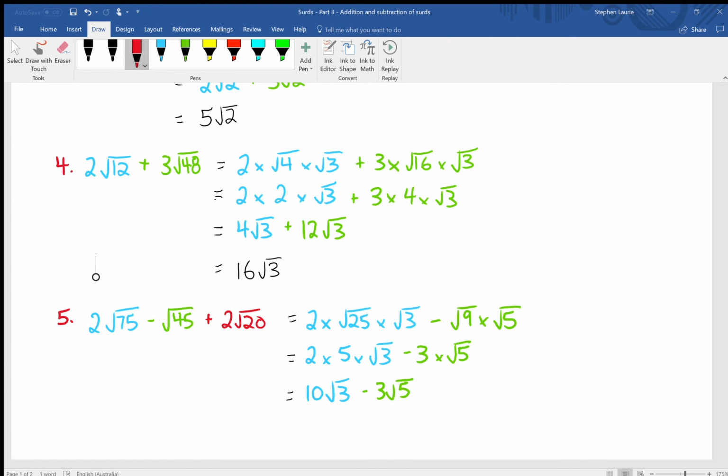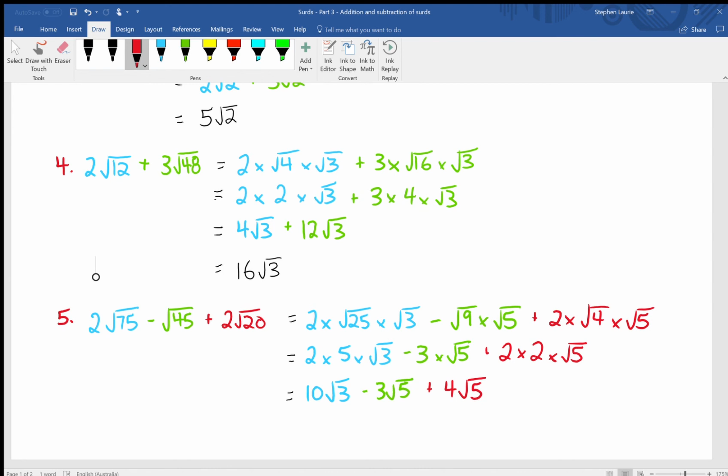And finally, 2 root 20. Let's put that 2 out the front. What square number goes into 20? That's 4. It goes in 5 times. The square root of 4 is 2. And 2 times 2 is 4. So there's each of those fully simplified.